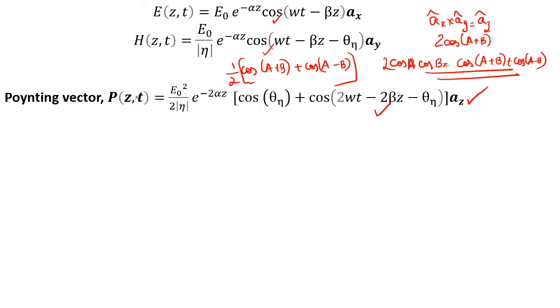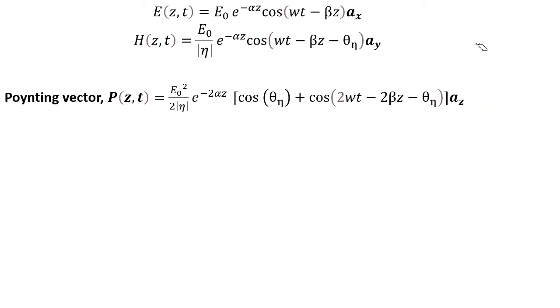So what you are doing to get the Poynting vector, you multiply E and H. Ax cross Ay is vector multiplication, and Ax cross Ay you got as Az. Then the magnitude you multiply directly. Then you have a term cos A cos B. To multiply that, you apply this equation, half into cos A plus B plus cos A minus B. Here you get the Poynting vector.